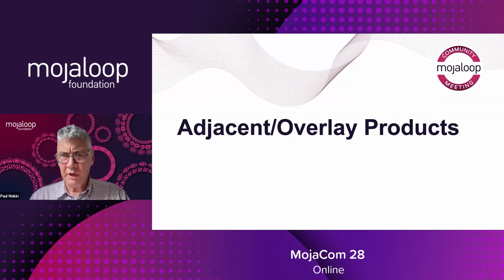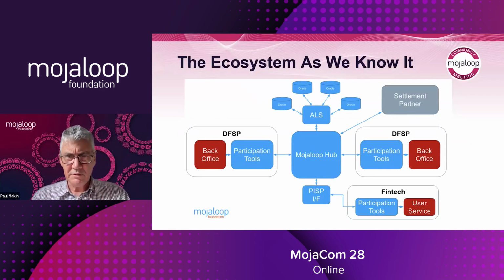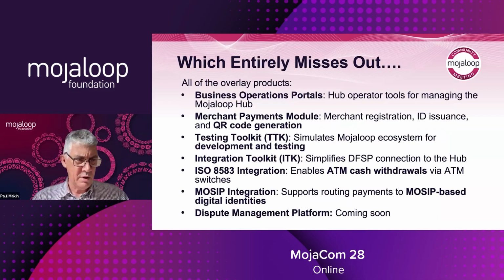Now I want to talk about the overlay products, the bits that we tend to forget about, because this is what we tend to think of as the ecosystem. We've got Mojaloop Hub, we've got PISP interface, we've got the account lookup service, we've got DFSPs with their participants, etc., etc. This is the ecosystem as we all present it all the time. But the point is, it misses out a huge amount extra. We have a set of portals built to use the business operations framework, which allow a hub operator to interact with and manage the Mojaloop Hub.